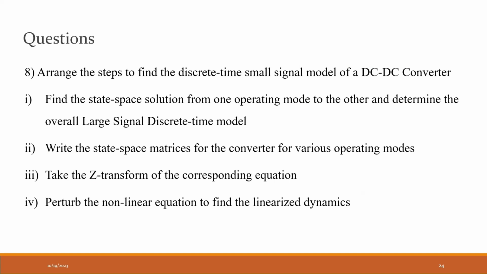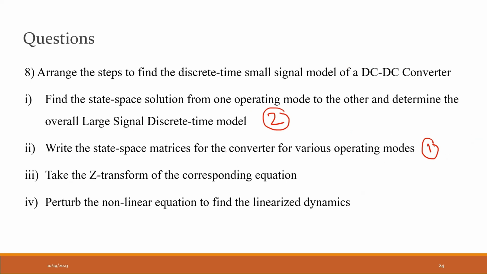The first step is you will write the state space matrices for the converter for the various operating modes. That is when the main switch is on and the main switch is off. And you can even do it for discontinuous conduction mode when both the switches are off. Then you will find the state space solution from one operating mode to the other and determine the overall large signal discrete time model.